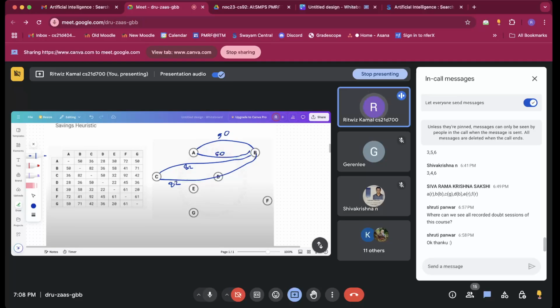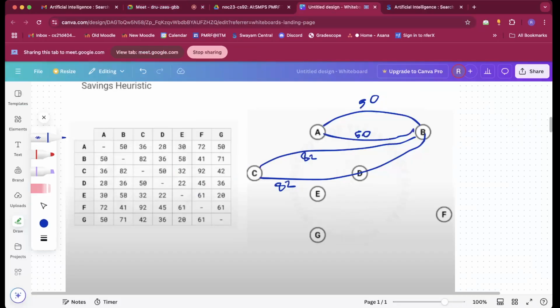So I was just telling you about the savings heuristic. Here what we do is we take a particular node as the base node and we construct these double edges for the different nodes other than the base node. So we constructed for A and C, we can do the same thing for B and B to D, B to E, B to G and B to F. I'm not drawing that to save clutter.